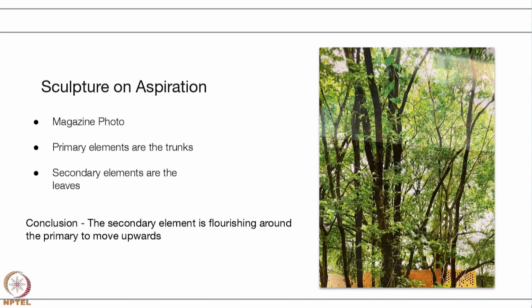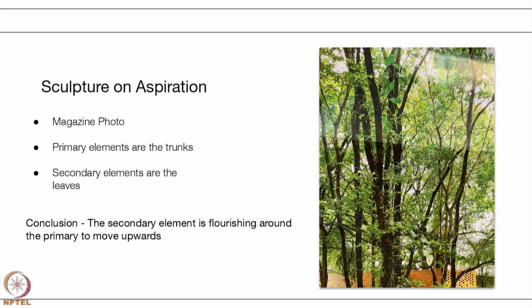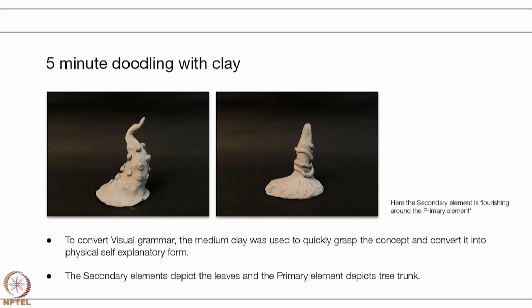Then comes sculpture of aspiration. Here we had to take a magazine photo and find out the primary element and the secondary element in the photo. So this was my photo. It was trees and trunks everywhere. In this photo, what I observed was that the trunks were highlighted, and I chose them as the primary element, and the leaves, which were covering and flourishing around it, were my secondary element. So the line which I fixed was: the secondary element is flourishing around the primary element to move upwards. You can see these sculptures.